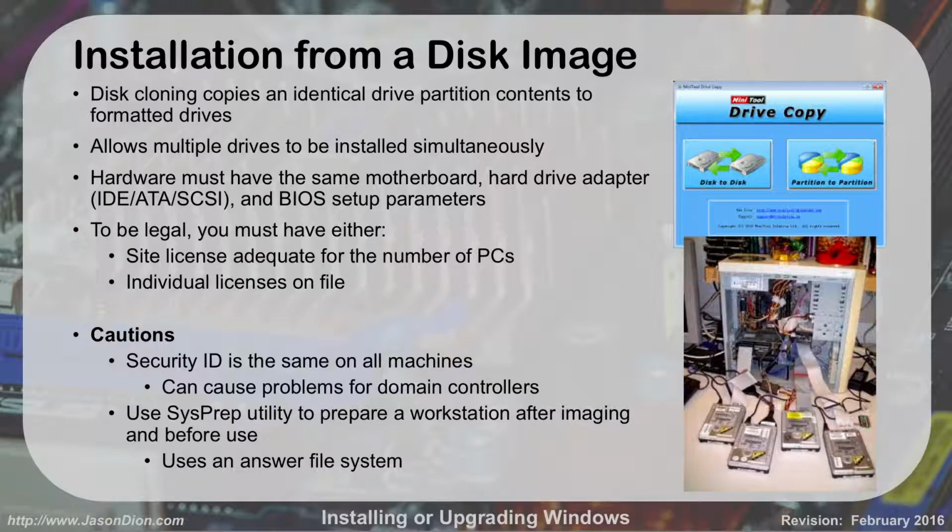When you do a disk image like this, the security ID called the SID is the same for all machines. If you're using a domain environment, this can be a problem. So what we use is a utility called sysprep, and what sysprep does is we run the utility before we connect it to the network, and it changes those SIDs to an individualized number for each one. And this also uses an answer file system, so it makes your installation very, very quick and easy. Very good for large enterprise environments.